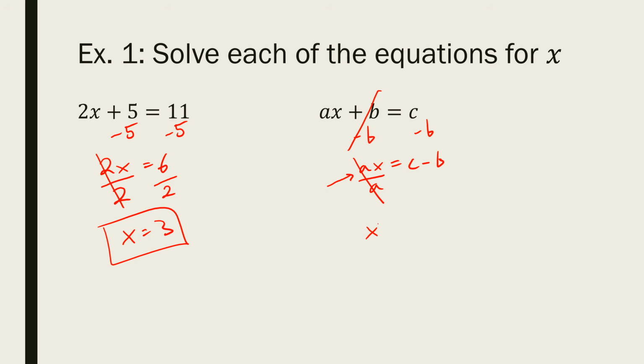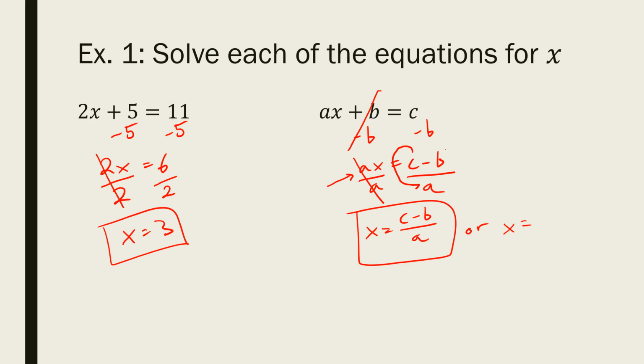Now you can represent the other side in two ways. First of all, this is acceptable. Just divide the entire side by a, so c minus b over a. That's an appropriate final answer. The other appropriate final answer is this. I don't know if you remember when we had two terms on top of a fraction and one term on the bottom, and we could distribute that division. I could distribute it here as well.